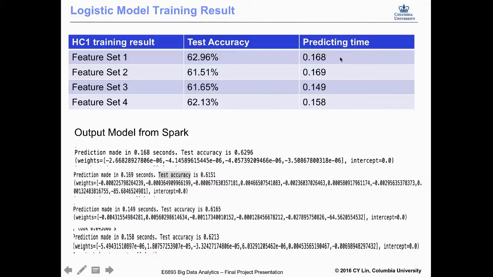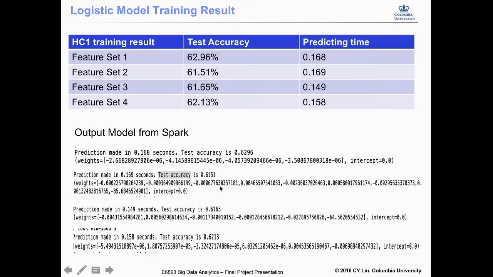As we can see, the predicting time is roughly within 1 minute, so the model basically performs well in terms of efficiency. However, when we look at the test accuracy, the highest test accuracy occurs at feature set 1, which is high, low, open, close. In the next 3 feature sets, even though we have added more features, it doesn't really add to the test accuracy. So for the logistic model, we can conclude that using only high, low, open, close is the best feature set to train this model.